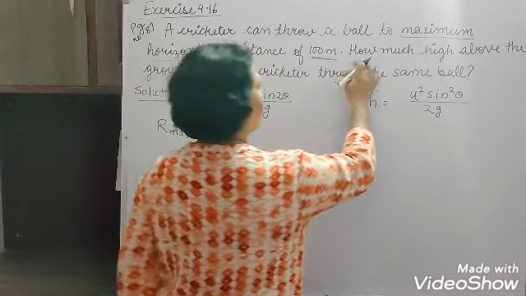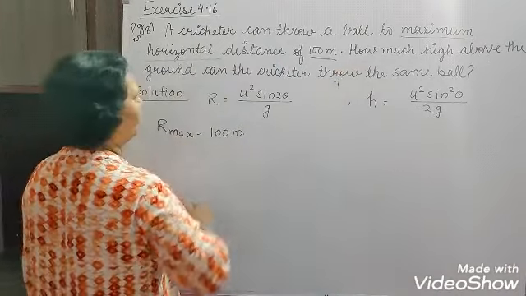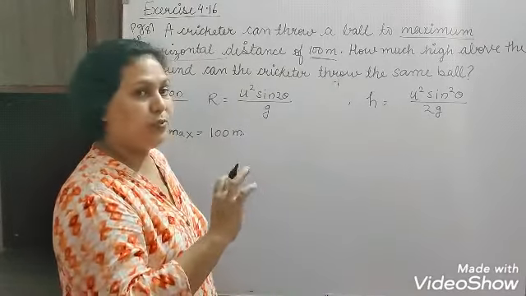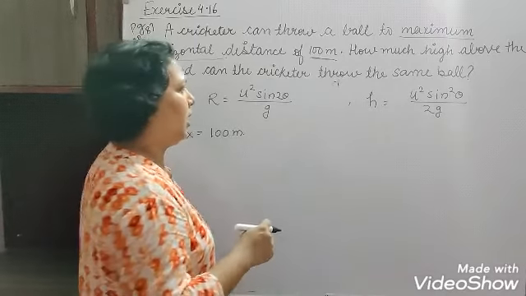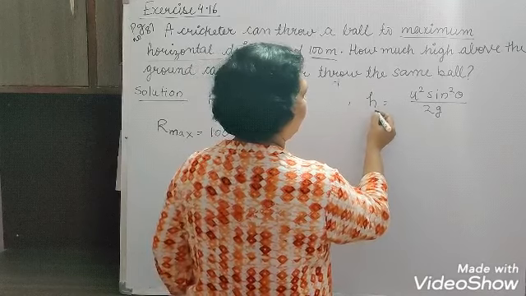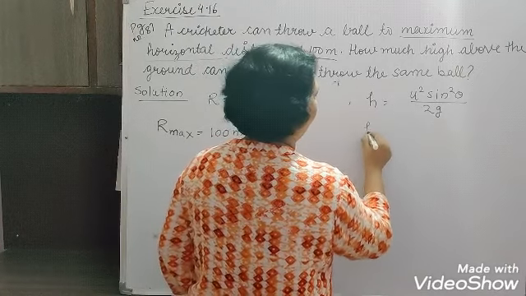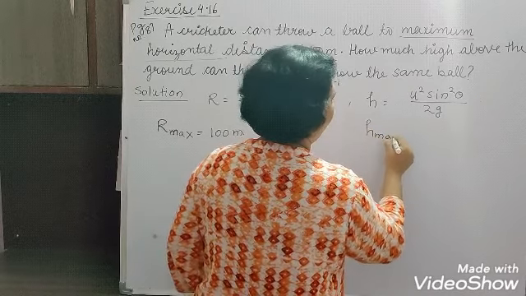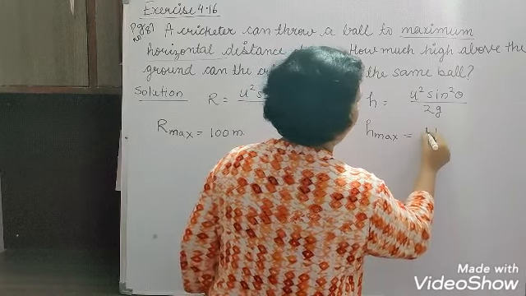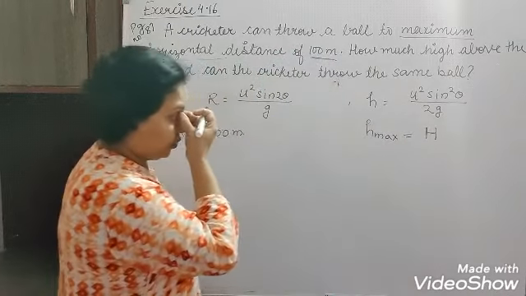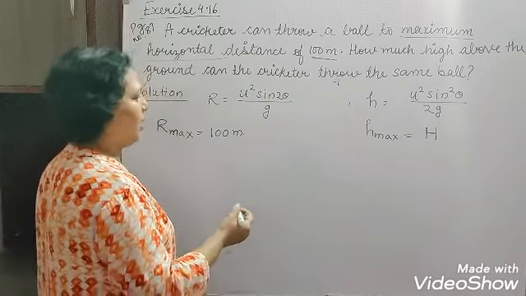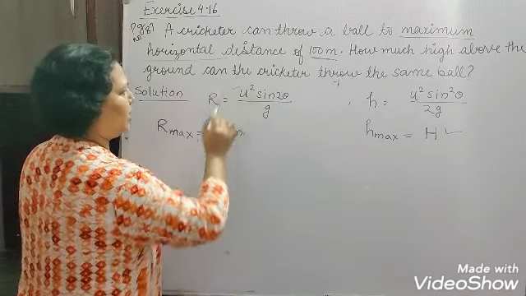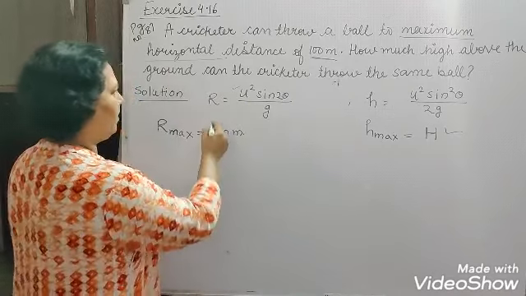Now, how much high above the ground can the cricketer throw the same ball? How much high? That means what maximum height it will attain. So the formula is already given for h, but we have to calculate the maximum H, which we are writing with the symbol capital H here. So first of all, we have to calculate this. For calculating this, we require the value of u here. So we'll solve here.